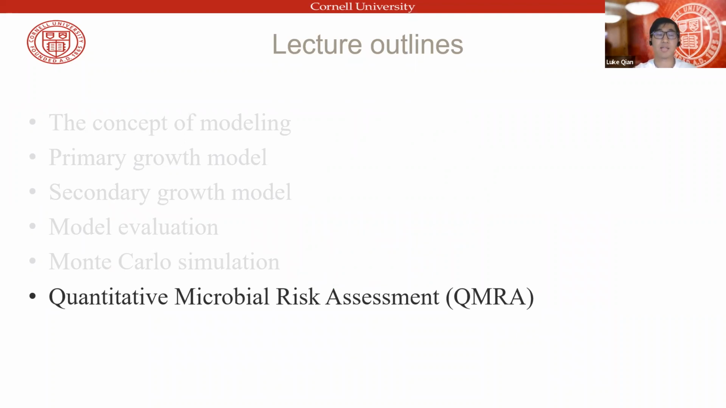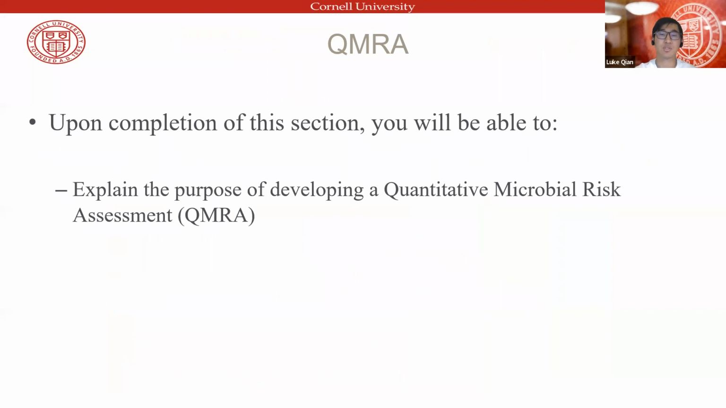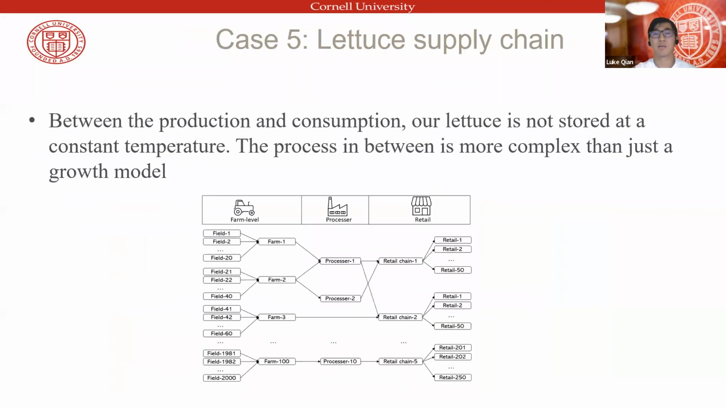Now let's talk about the last concept, quantitative microbial risk assessment. Upon completion of this section, you will be able to explain the purpose of developing a quantitative microbial risk assessment. Because QMRA, which is short for quantitative microbial risk assessment, is a fairly complex concept and difficult to model, we will be spending more time on this in our next lecture. But let's talk about why this is important to understand.